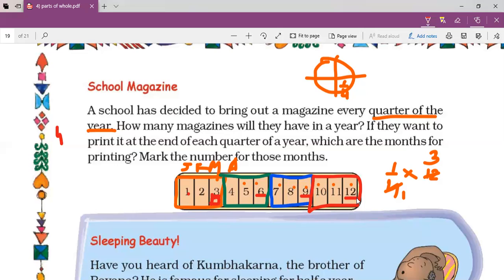Understood how we found the quarters? How do we find the quarter? Quarter means the fourth part of that whole thing.